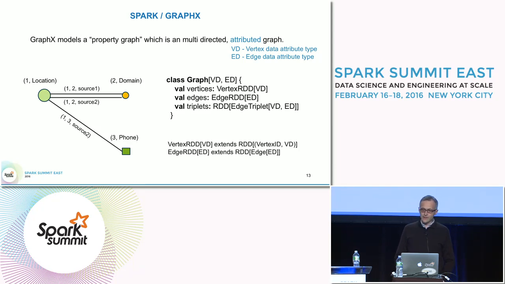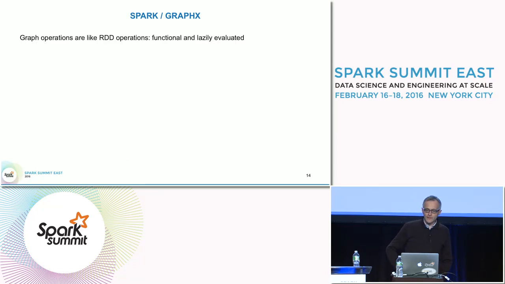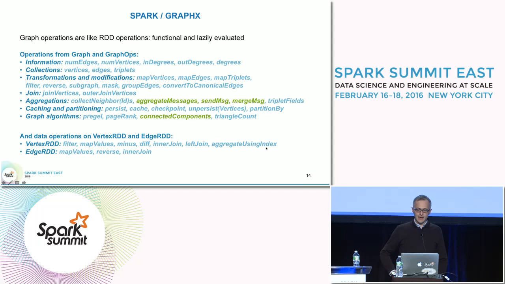In addition to the graph, I'm showing here at the bottom the RDD definitions, which are extending RDD to support additional capabilities like allowing a unique ID for vertices, for fast joins, or partitioning of the edges in blocks. GraphX offers a number of operations which are similar to RDD, which are functional and lazily evaluated. I'm listing here the complete list of operations supported at the graph level and at the vertex and edge RDDs.